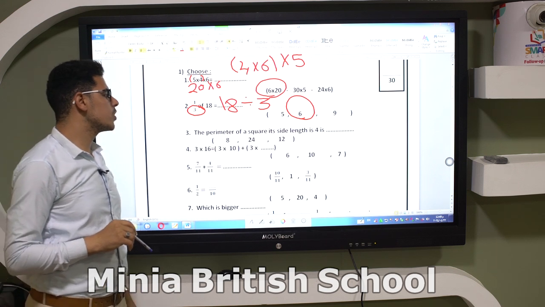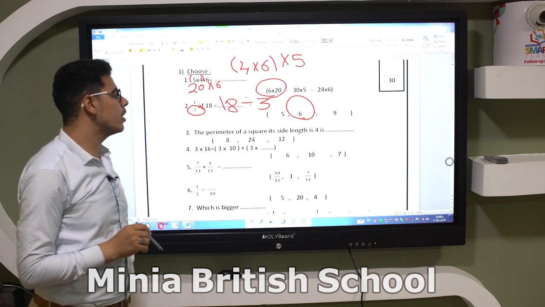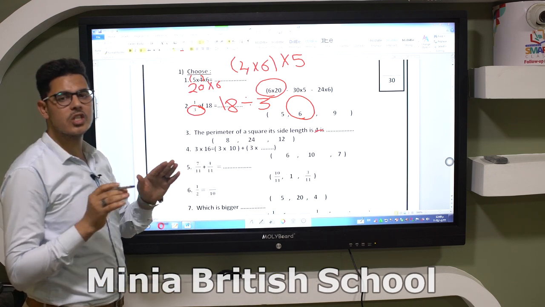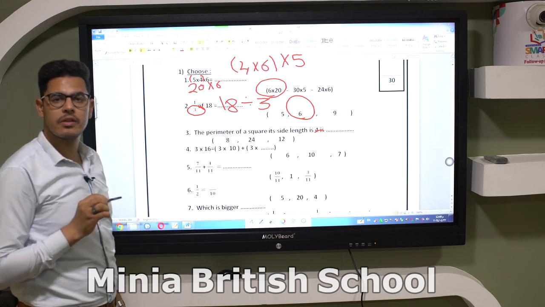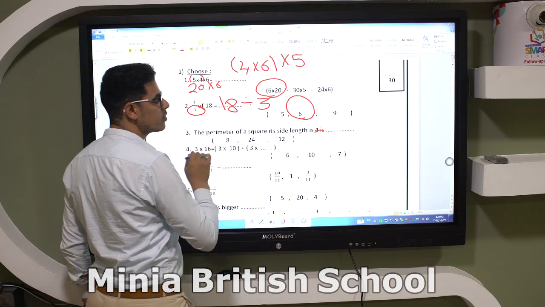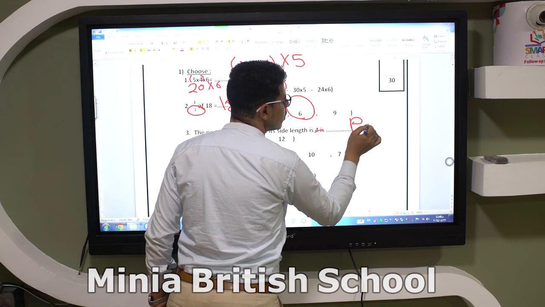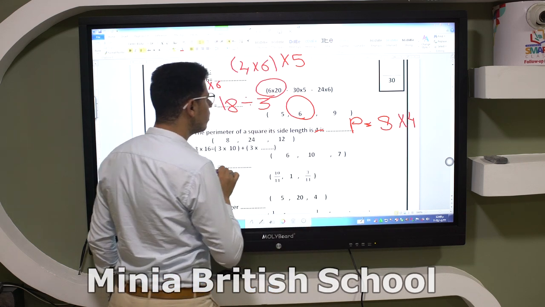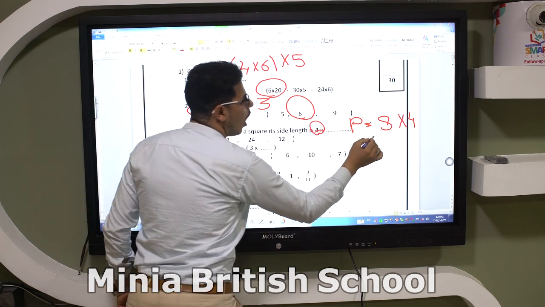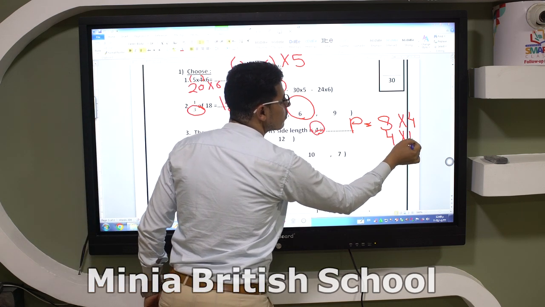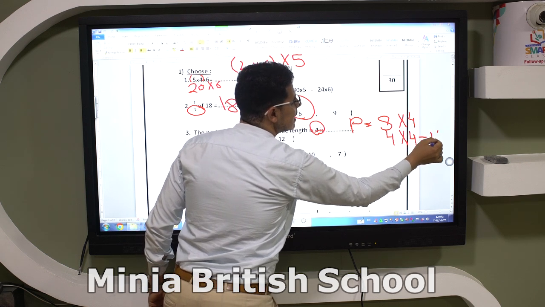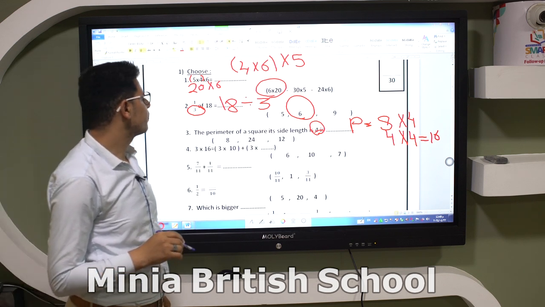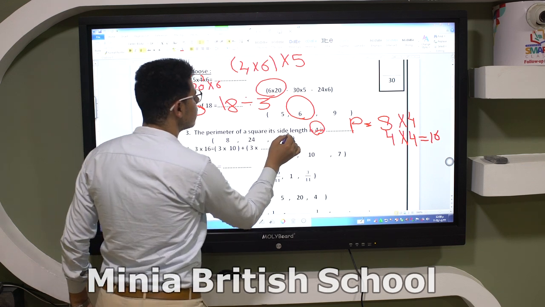In the third question, the perimeter of a square, its side length is 4. If I want to find the perimeter of any shape, square or rectangle, write the rule first. Here, the rule of the square: perimeter of the square equals side length times 4. Here, the side length is 4. So I will write 4 times 4 equals 16 centimeters. Let's search for the answer. Here it will be 16. Mark this 16, yeah.